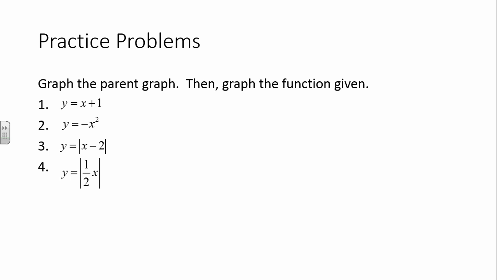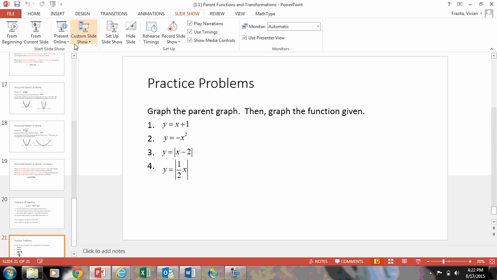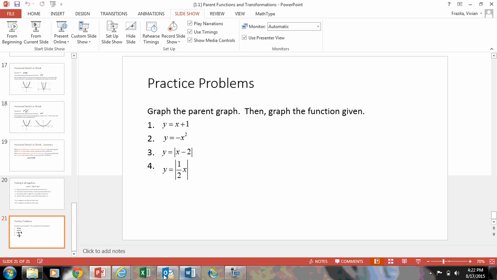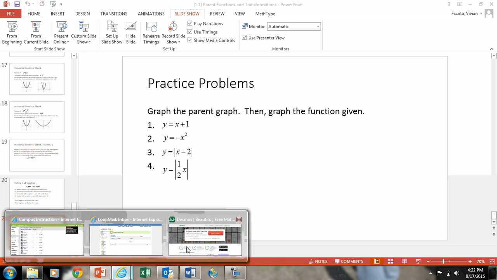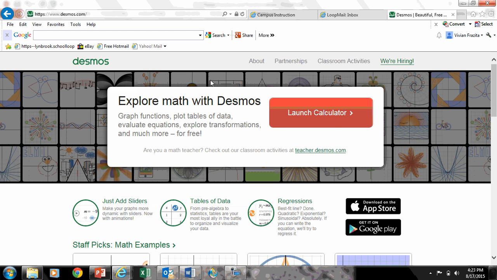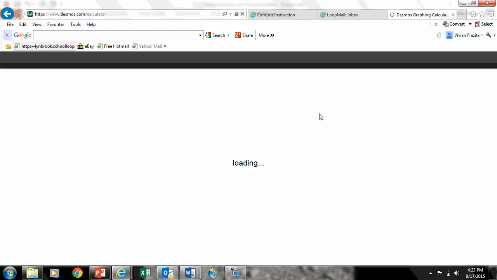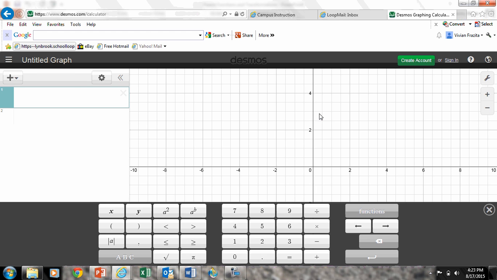Okay, so the first one, y equals x plus 1. What I will do is I'm going to go to my online graphing calculator, Desmos. I don't know if you've tried this one before, but it's DESMOS. You click the red button that says Launch Calculator. It takes a second to load it. This is my favorite online graphing program.